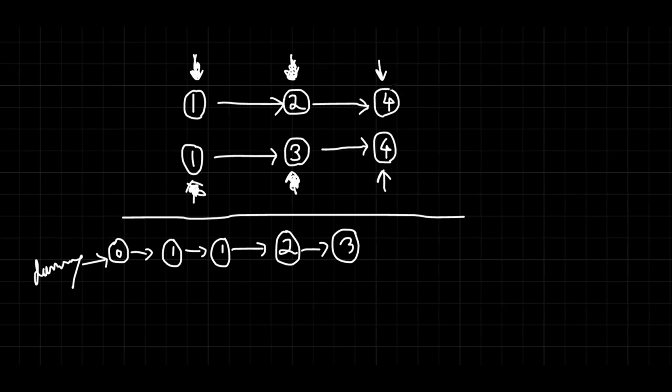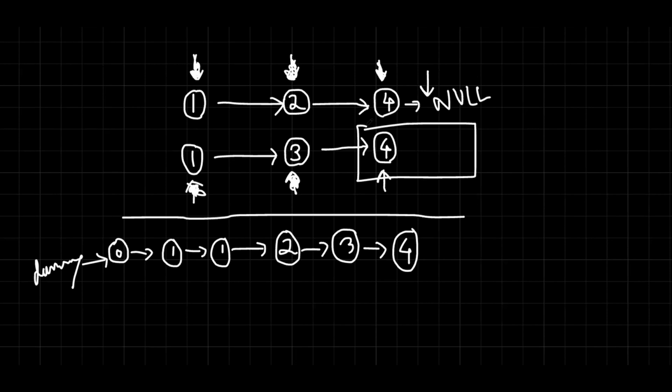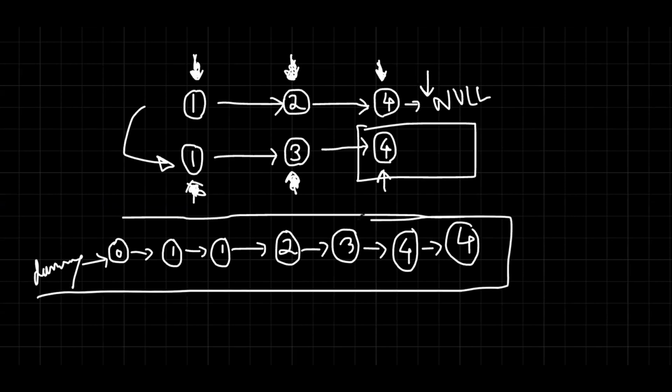Now here, both of the pointer values are equal. So we have to add the first one. Now here, after adding this 4, the pointer will become out of bounds or it will point to the null value. Now, if any of the pointers is pointing to the null value, we have to simply add the remaining part of the linked list of the other pointer. So here we have to simply add the remaining part of the second linked list, which is 4. Now this linked list is the resultant output.